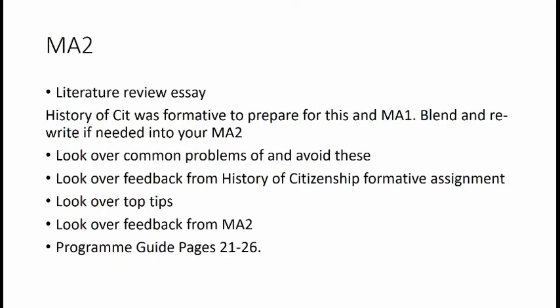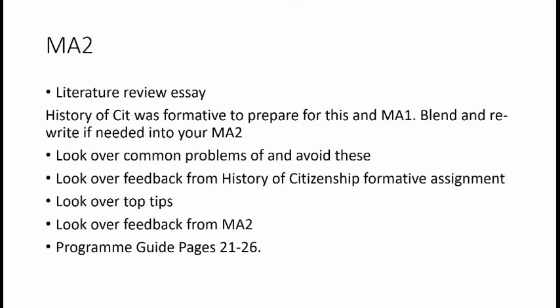3,500 words. When you're writing your MA2, please look at the common problems that existed in MA1 and take heed of them so that they do not occur in MA2. Look over the feedback in the annotation of your scripts from the history of education that you received personally, to look at how you can develop your work further from that point on. And of course, that individual feedback was individual to you, so it was very much related to the question that you may have been posing at the time or the way that you were articulating your history of citizenship at that point. So do look over that.